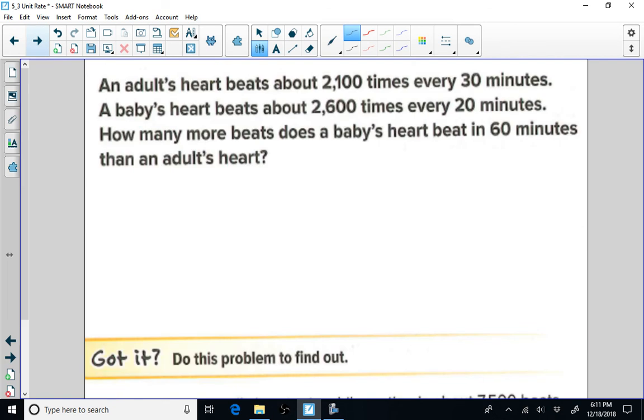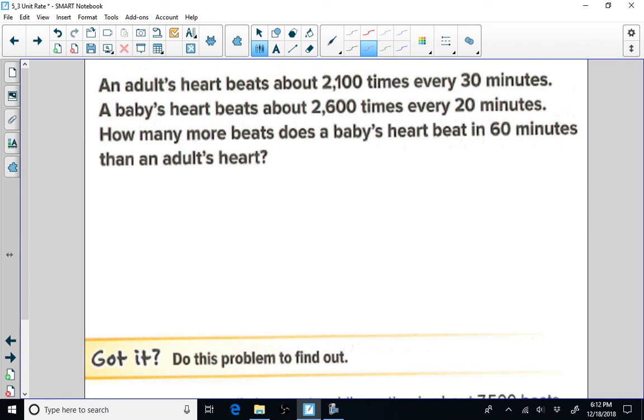We continue. An adult's heart beats about 2,100 times every 30 minutes. A baby's heart beats about 2,600 times every 20 minutes. How many more beats does a baby's heart beat in 60 minutes than an adult's heart? All right, well, we could do this problem a couple different ways. We can find the unit rate, or we can make an equivalent ratio.